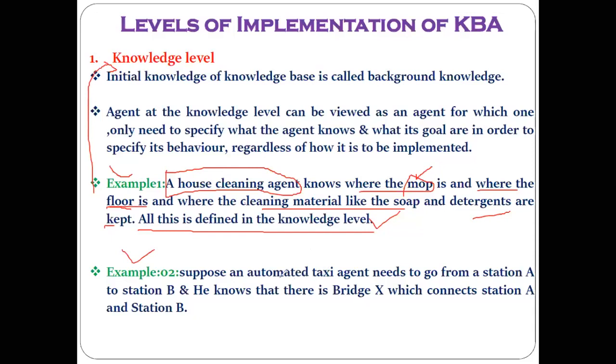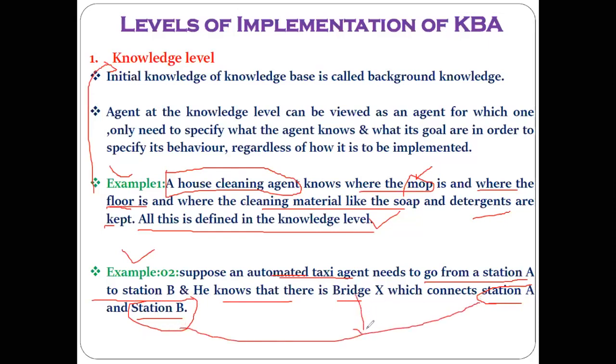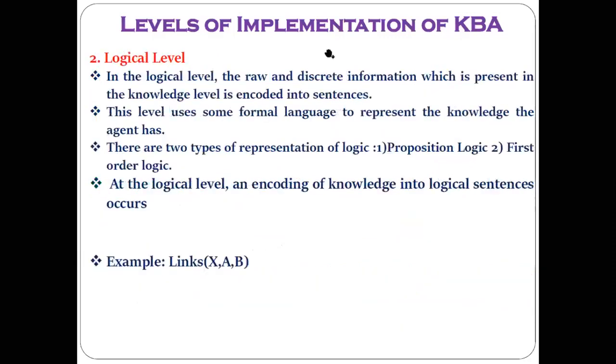Now, in the case of the automated taxi agent, what should that agent know? The agent should know that he needs to go from station A to station B. And he should also know that there is a bridge X connecting station A and station B. You can consider station A to be one city and station B another city, and these two cities are connected by this bridge. This kind of information must be known by the automated taxi agent. That also comes under the knowledge level. Okay, got the first level? Let's see the next level, that is the logical level.